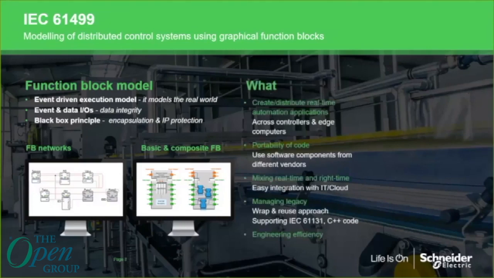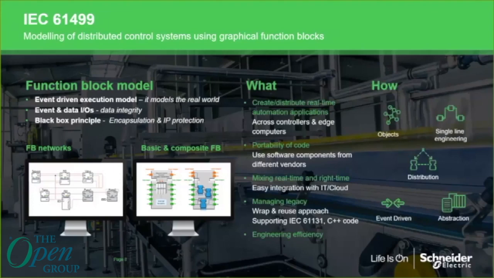So, what can we do here? We can create real-time automation applications, and we can distribute them. The portability of the code is one of the key features of 61499. Mixing real-time and right-time, the idea there is we're going to execute these events as they occur, and we can bring that data up when it's necessary to the IT in the cloud.